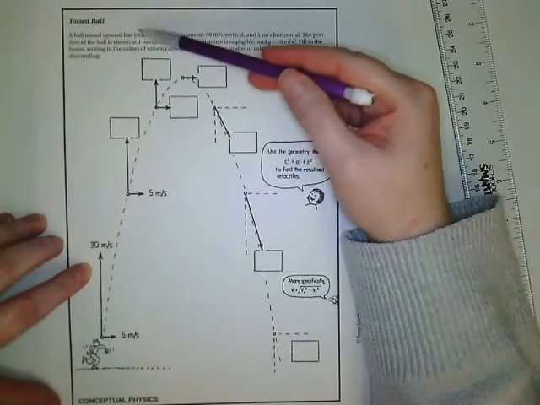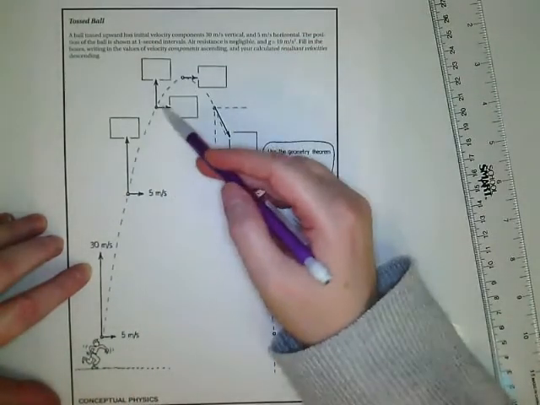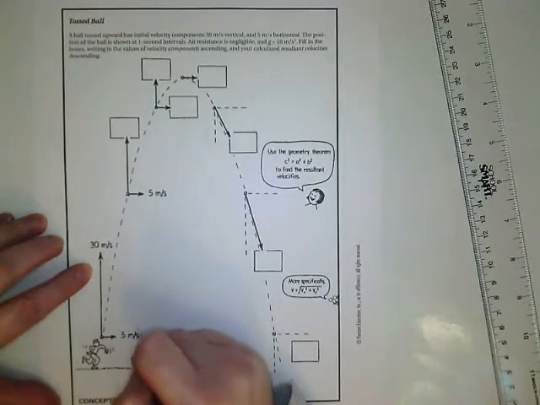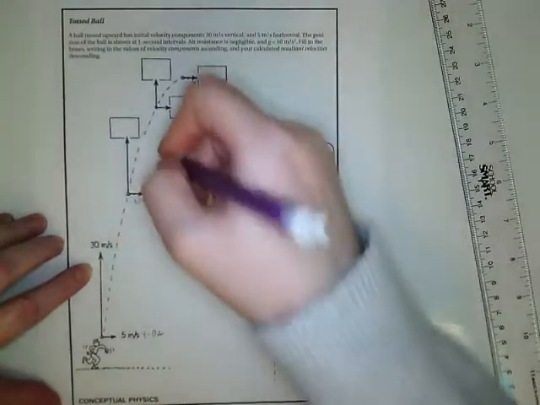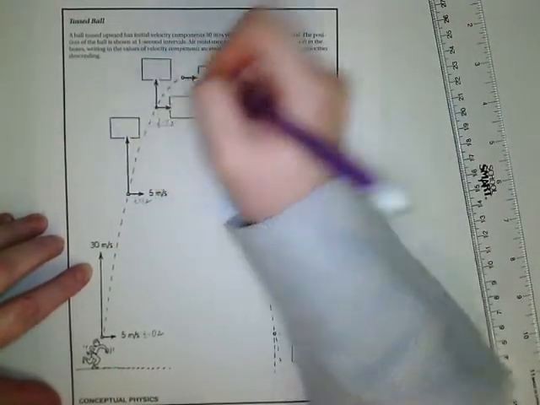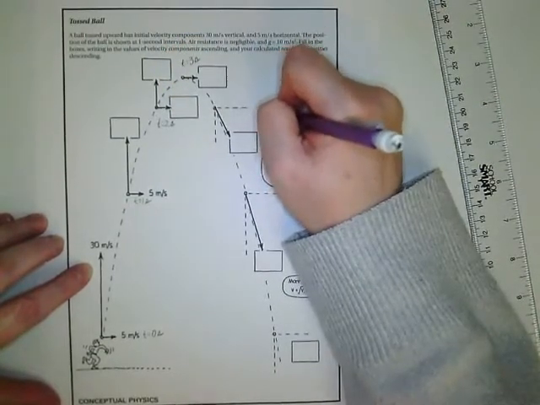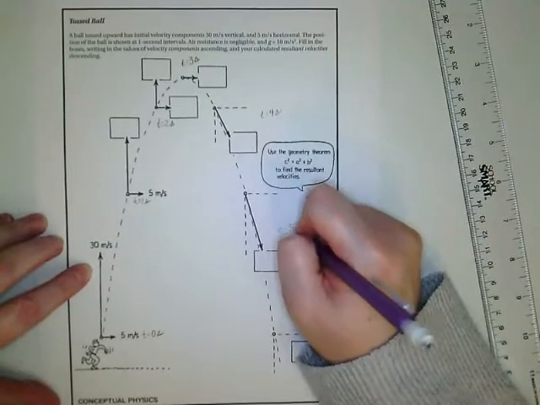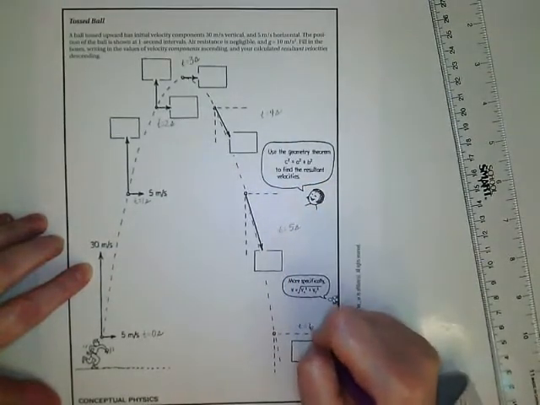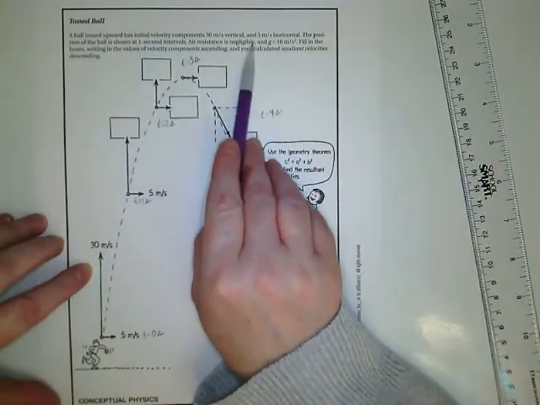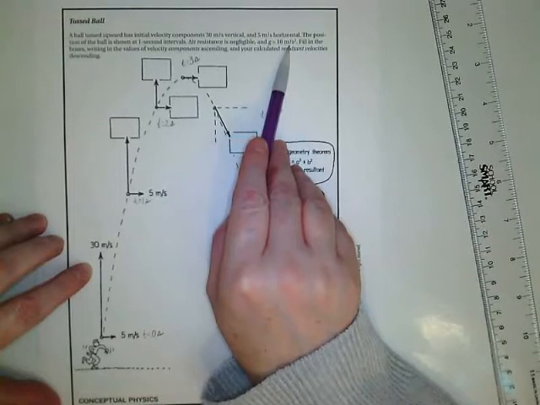The position of the ball is shown at 1 second intervals. So each picture here, that's a time of 1 second. Realistically, if I want to look at this, I have time equals 0 seconds, time equals 1 second, time equals 2 seconds, time equals 3 seconds, here's my time equals 4 seconds, here's my time equals 5 seconds, and here's my time equals 6 seconds. Air resistance is negligible and g equals 10 meters per second squared.